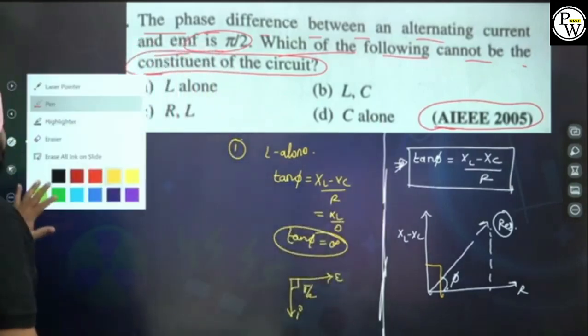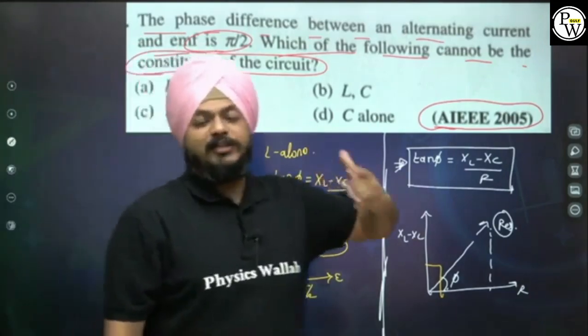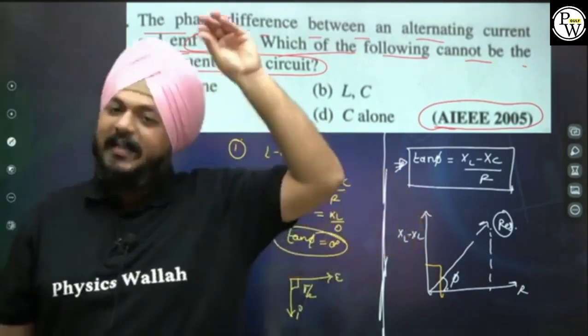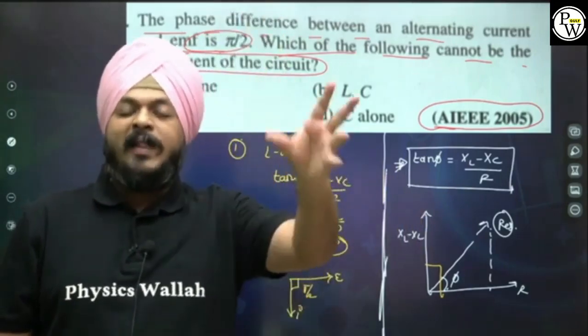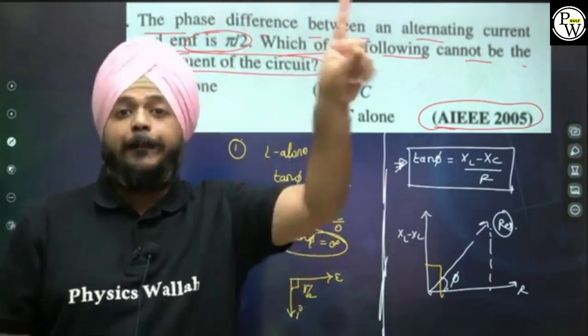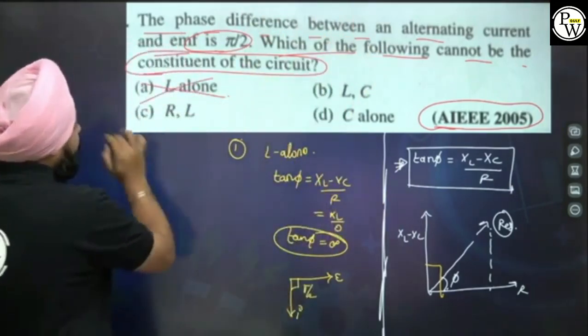So here it means that if you are using the inductor alone in the circuit, there is a possibility for the phase difference between the current and EMF to be pi by 2. Okay, so I have rejected this answer.